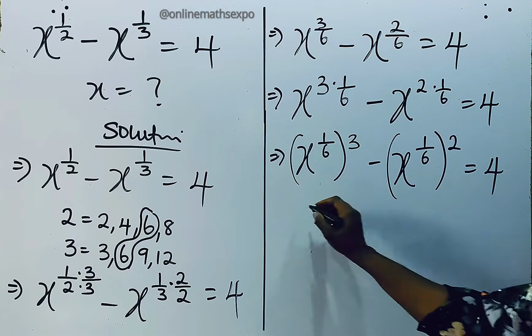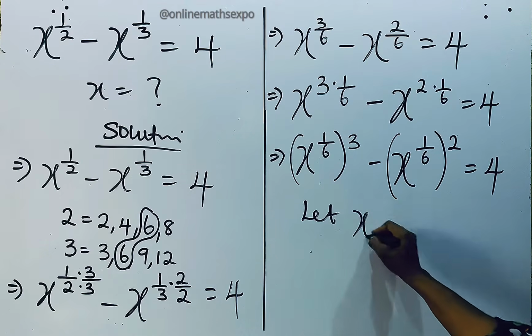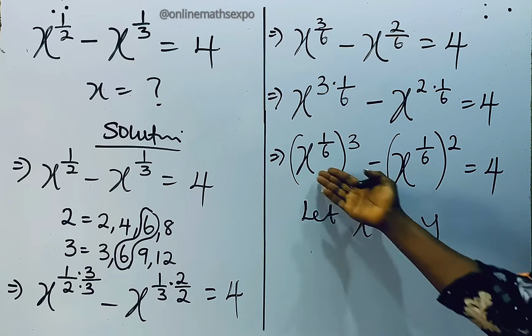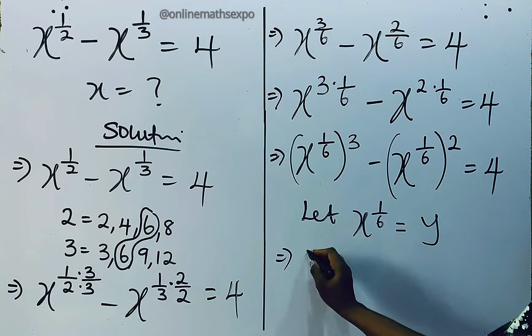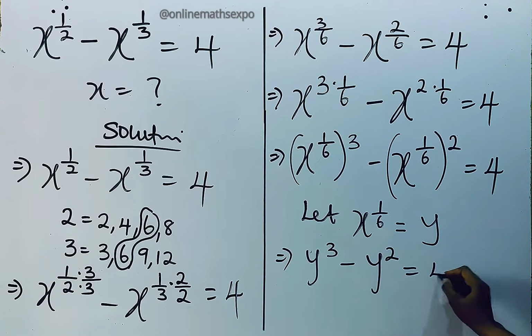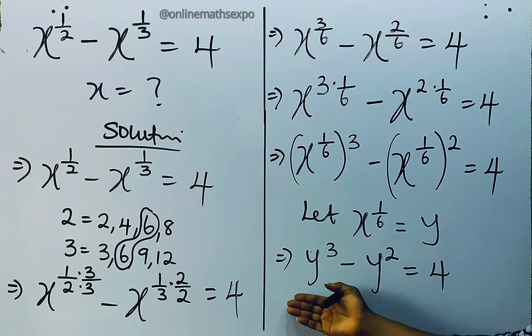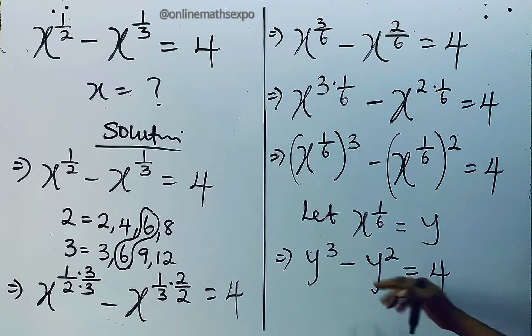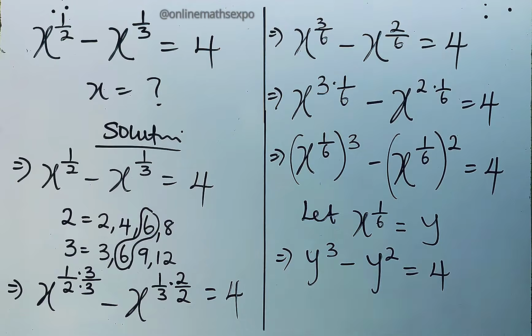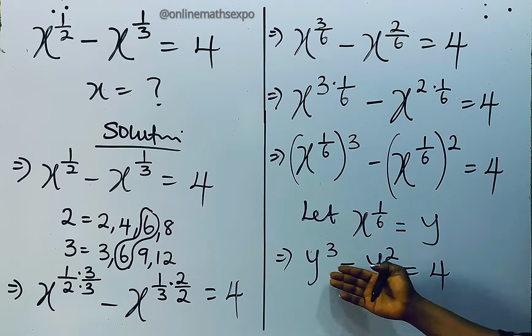So we keep solving. We now let x to the power of 1/6 be another variable y. So let's replace it. We are going to have y cubed minus y squared is equal to 4. Now if you look at this, it has led you to what we call a cubic equation, because the highest power of y is 3. There are many ways to solve this, but I'm going to teach you the shortest way to go about it.